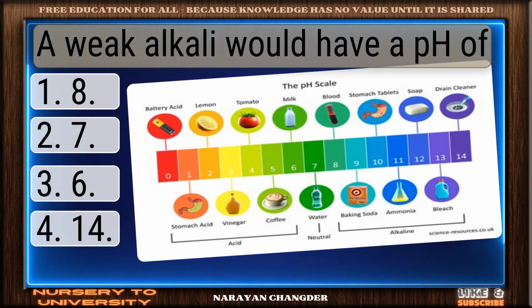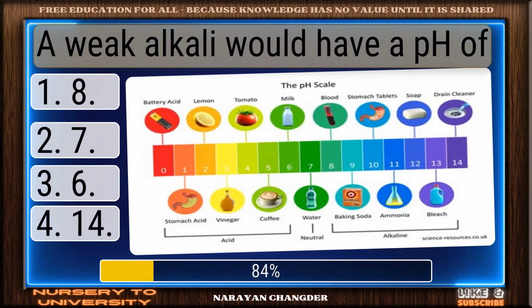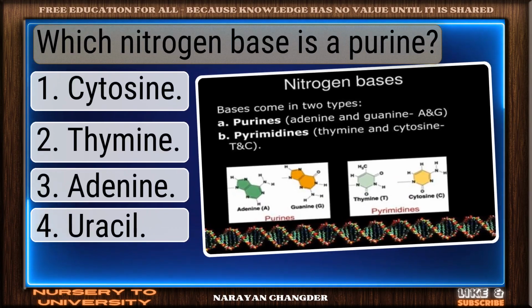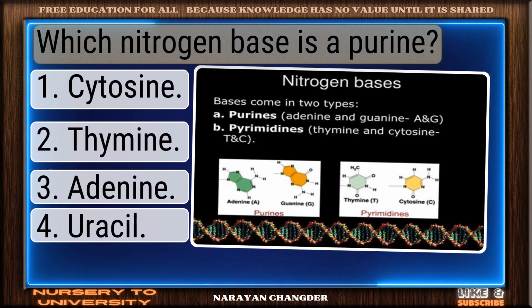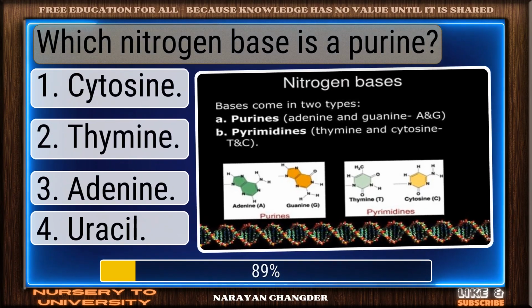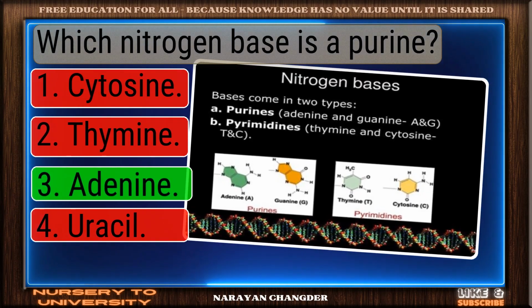Question number 123. A weak alkali would have a pH of. You chose 8, and it is correct. Question number 124. Which nitrogen base is a purine? Well reasoned. Adenine is the correct choice.